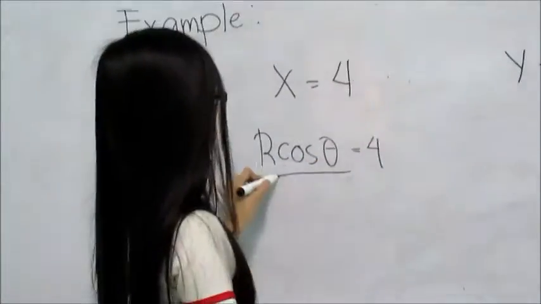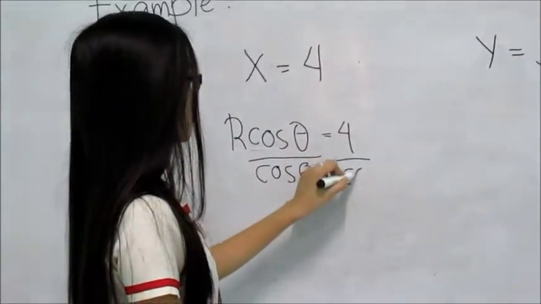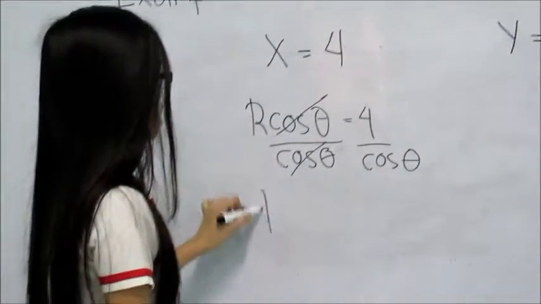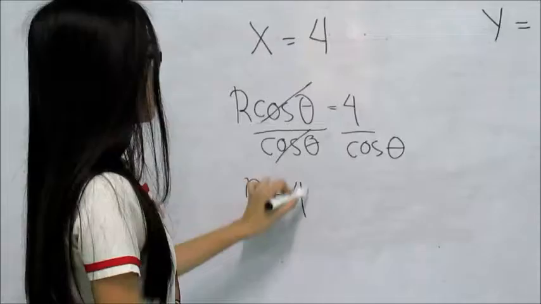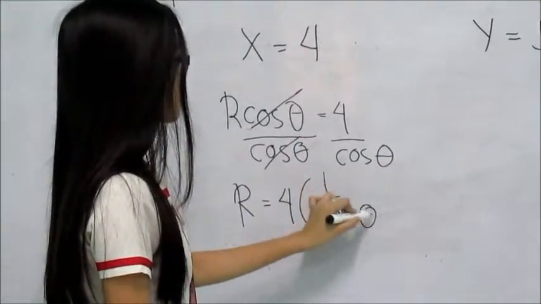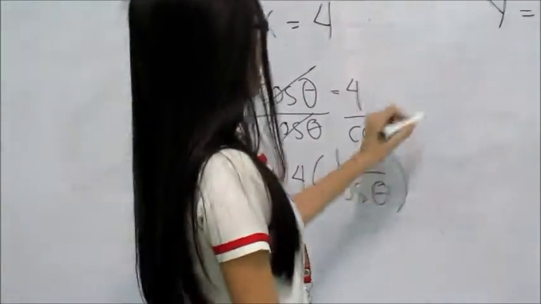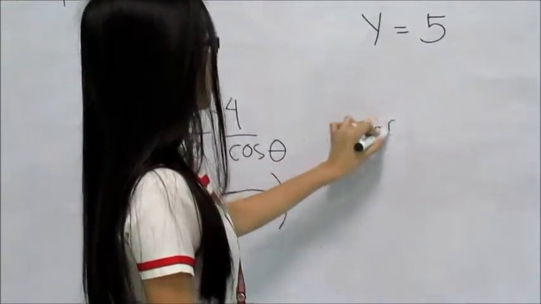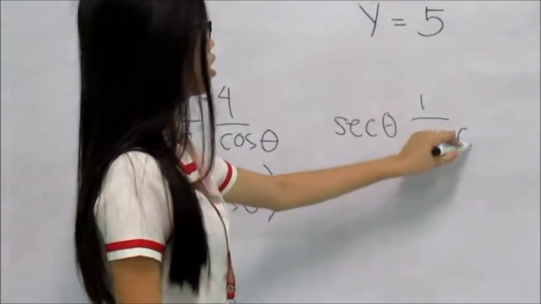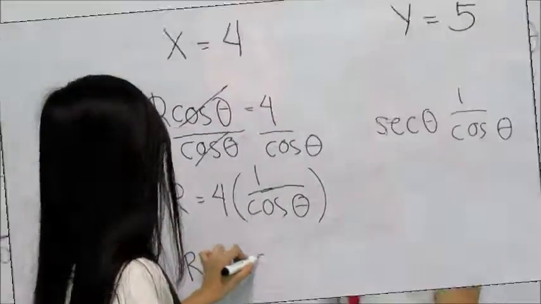Divide both sides by cos theta to cancel. So r is equal to 4 times 1 over cos theta. So since secant theta is equal to 1 over cos theta, our r will be r is equal to 4 secant theta.